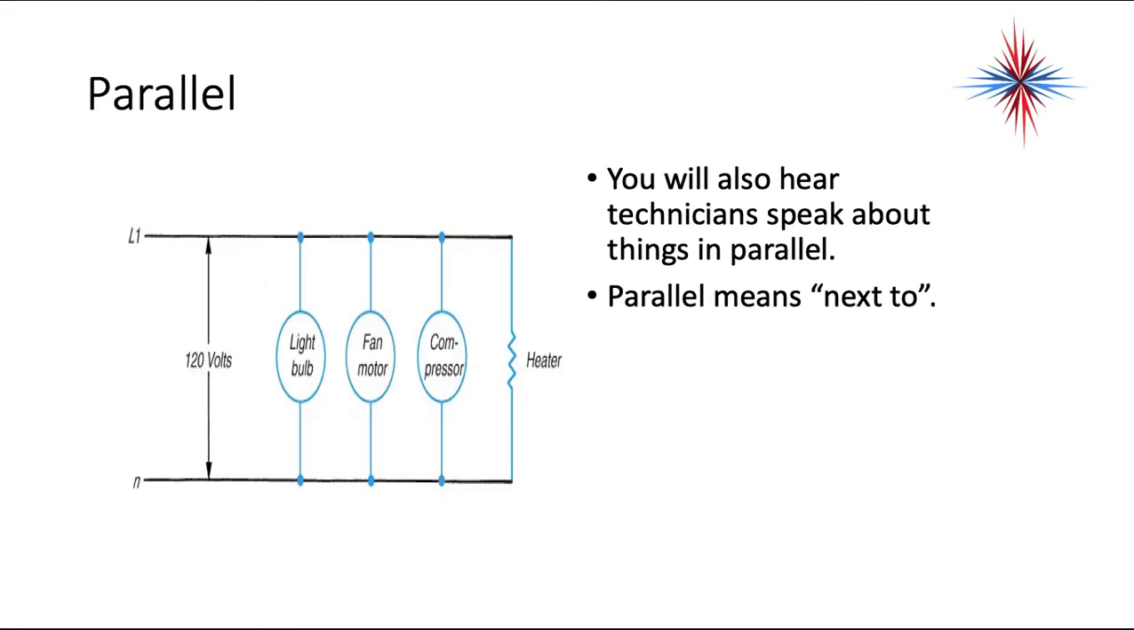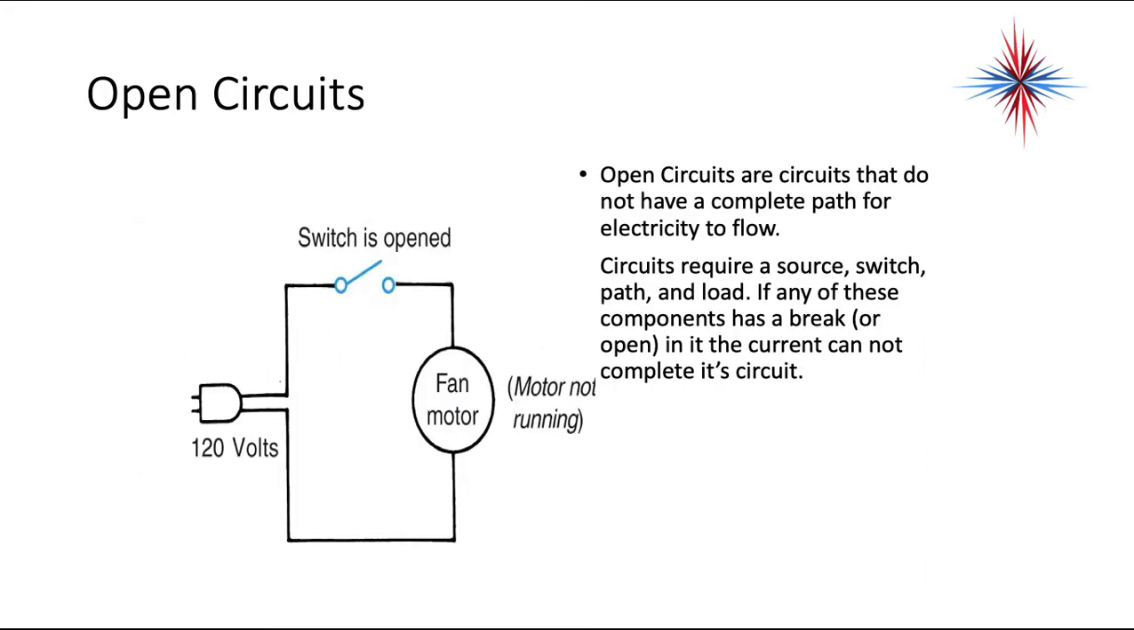Parallel means next to. When you hear technicians speak about things being in parallel, it just means they're next to each other. They're all receiving source voltage. So the light bulb is in parallel with the fan motor, which is in parallel with the compressor, and is parallel with the heater. That's all it means, next to. Receives full source voltage.